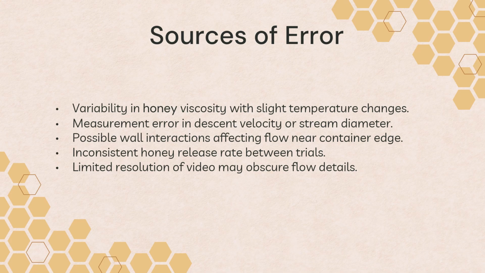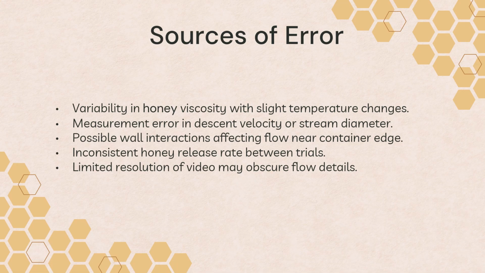While I was doing the experiment, there were a few sources of error I had to keep in mind. First, the viscosity of honey changes a lot with temperature. Even just a small shift in room or water temperature could have thrown off the flow behavior. Then there's the measurement side. Since I was timing the descent and measuring the stream width by hand, there's definitely some room for human error. Another thing is the glass container I used.